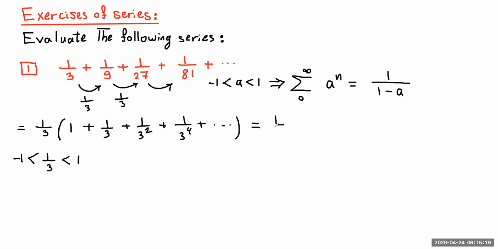So this is equal to 1 over 3 times 1 over 1 minus 1 over 3. So it's 1 over 3 times 1 over 2 over 3. So the final answer is a half.